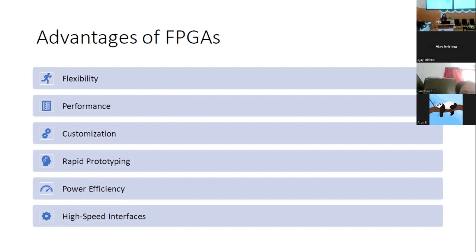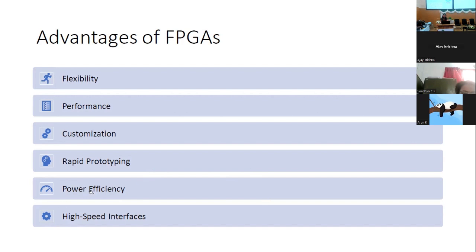Suppose I have an FPGA with a whole algorithm. In future, I don't want one part; instead, I want another part, and I can do that. That is called partial reconfiguration. Then rapid prototyping. Rapid prototyping means I can do it within an hour. If you know how to program, I can do it within an hour or half an hour.